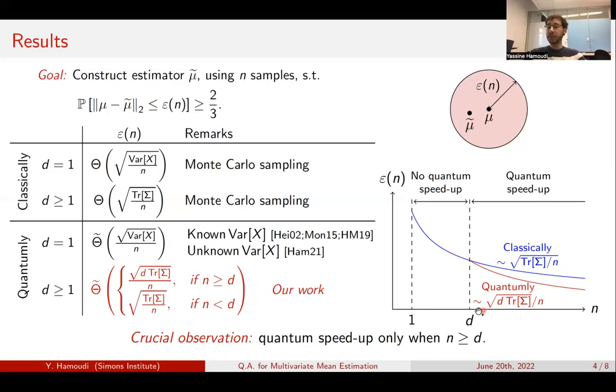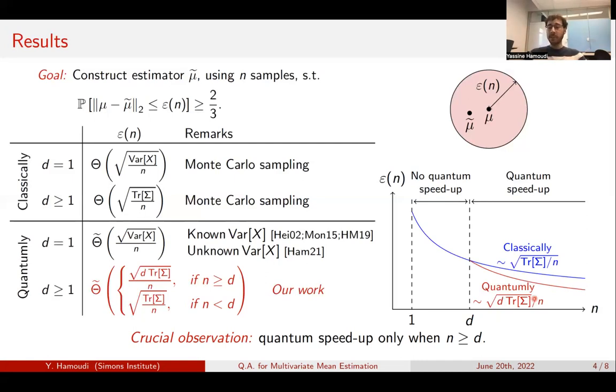The second regime is when n is larger than the dimension. In this case, we were able to obtain a new algorithm that achieves a quantum speedup compared to the classical setting. More precisely, we show that the best possible error is going to be the square root of the dimension times the trace of the covariance matrix divided by n. So it generalizes the case of dimension 1 to an arbitrary dimension.